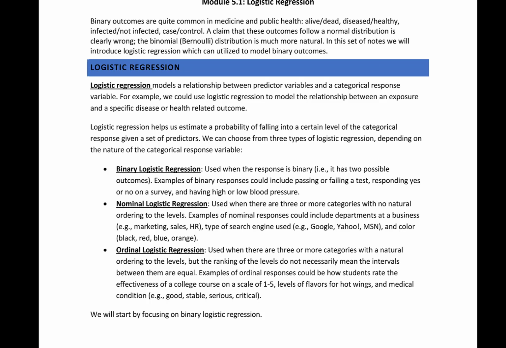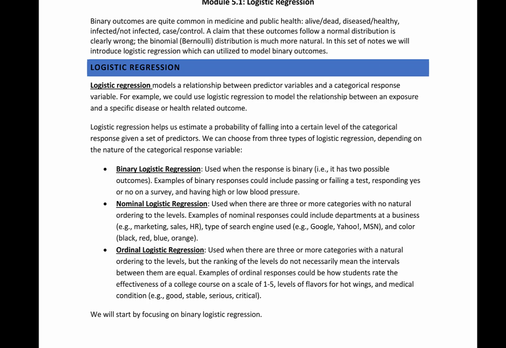In this set of notes, we're going to take a look at logistic regression. Binary outcomes are quite common in medicine and in public health. So for example, alive, dead, diseased, healthy, infected, not infected, case control. The claim that these outcomes follow a normal distribution is clearly wrong. The binomial, or more specifically a Bernoulli distribution, is much more natural. In this set of notes, we're going to introduce logistic regression, which can be utilized to model binary outcomes.